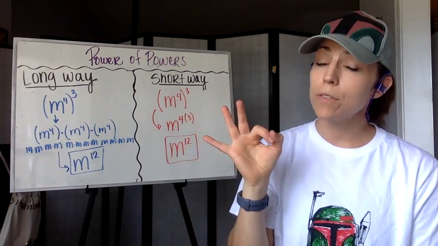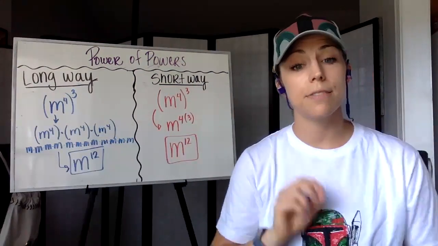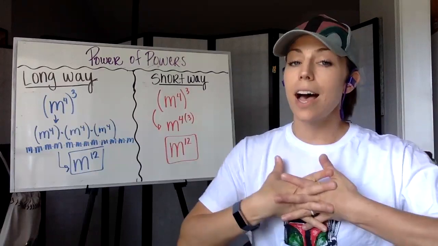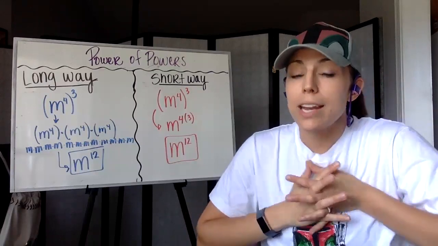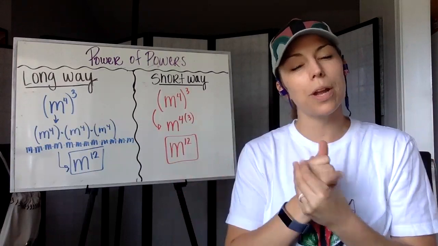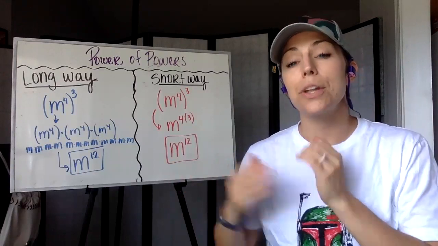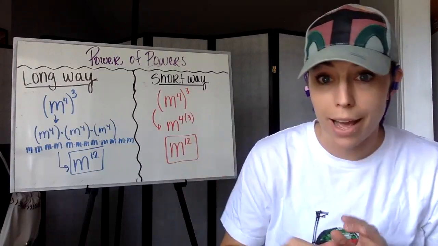Okay, so at this point, we've gone over the 3 that we've seen before. That leaves 2 new ones. The first new one, we've actually kind of gone over when we did coefficients. It's called a power of a product.